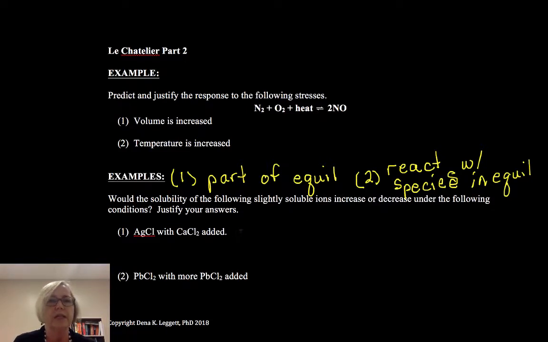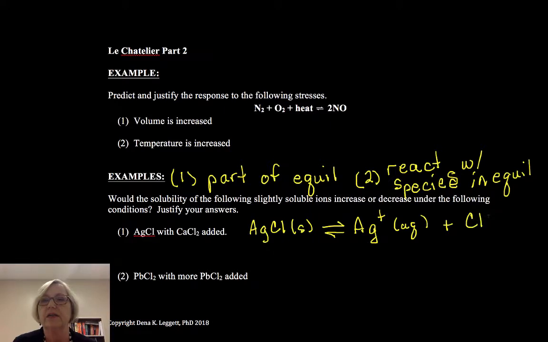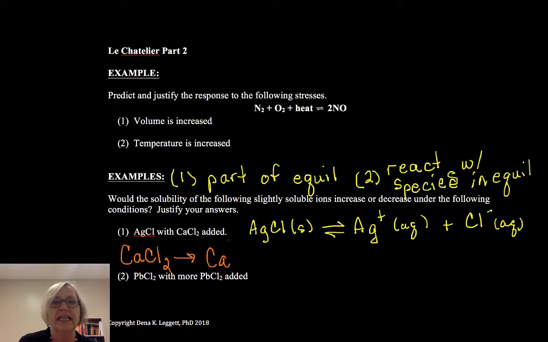So this is about slightly soluble salts. If I have AgCl solid and it is a saturated solution, I have aqueous silver chloride. So I've got aqueous ions. Anything that dissolves will dissociate. And the stress in this case is adding calcium chloride. Well, calcium chloride is a soluble salt. It will go 100% to calcium ion, aqueous, plus the chloride ions.